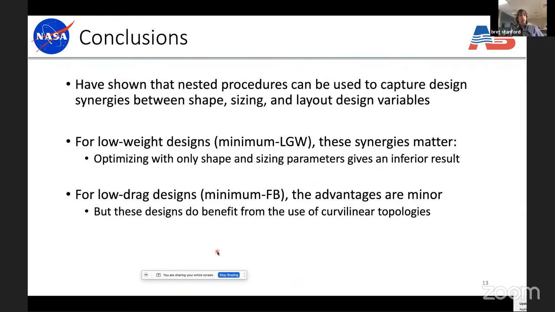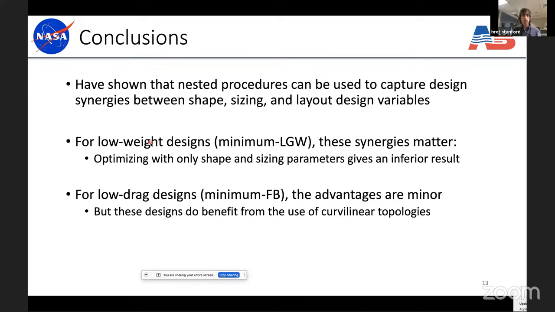So that's all I have. We've shown that we can use nested procedures to capture design synergies to solve this large-scale MINLP problem. We have a large number of shape, sizing, and topological design variables. We have a bi-level scheme where we have a global optimizer on the top for just the layout variables, and then a local optimizer on the bottom for just the shape and sizing variables. This seems to work fairly well.